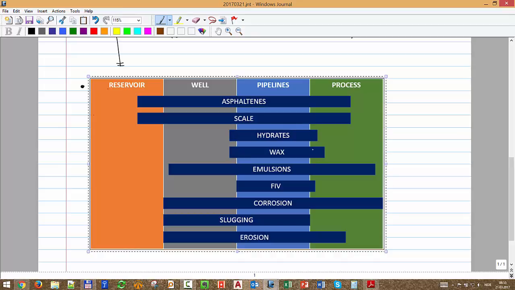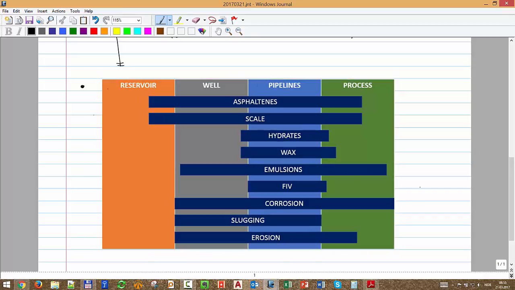Wax, more or less the same. Emulsion, actually we can have it any place where we have the mixture. So it can be inside the well and all the way to the process. In the process it can cause very big problems in the first stage separator. Something we didn't talk too much about is flow-induced vibrations. They don't happen in the well, but they happen in manifolds, pipelines, and jumpers. Not so much in the process.